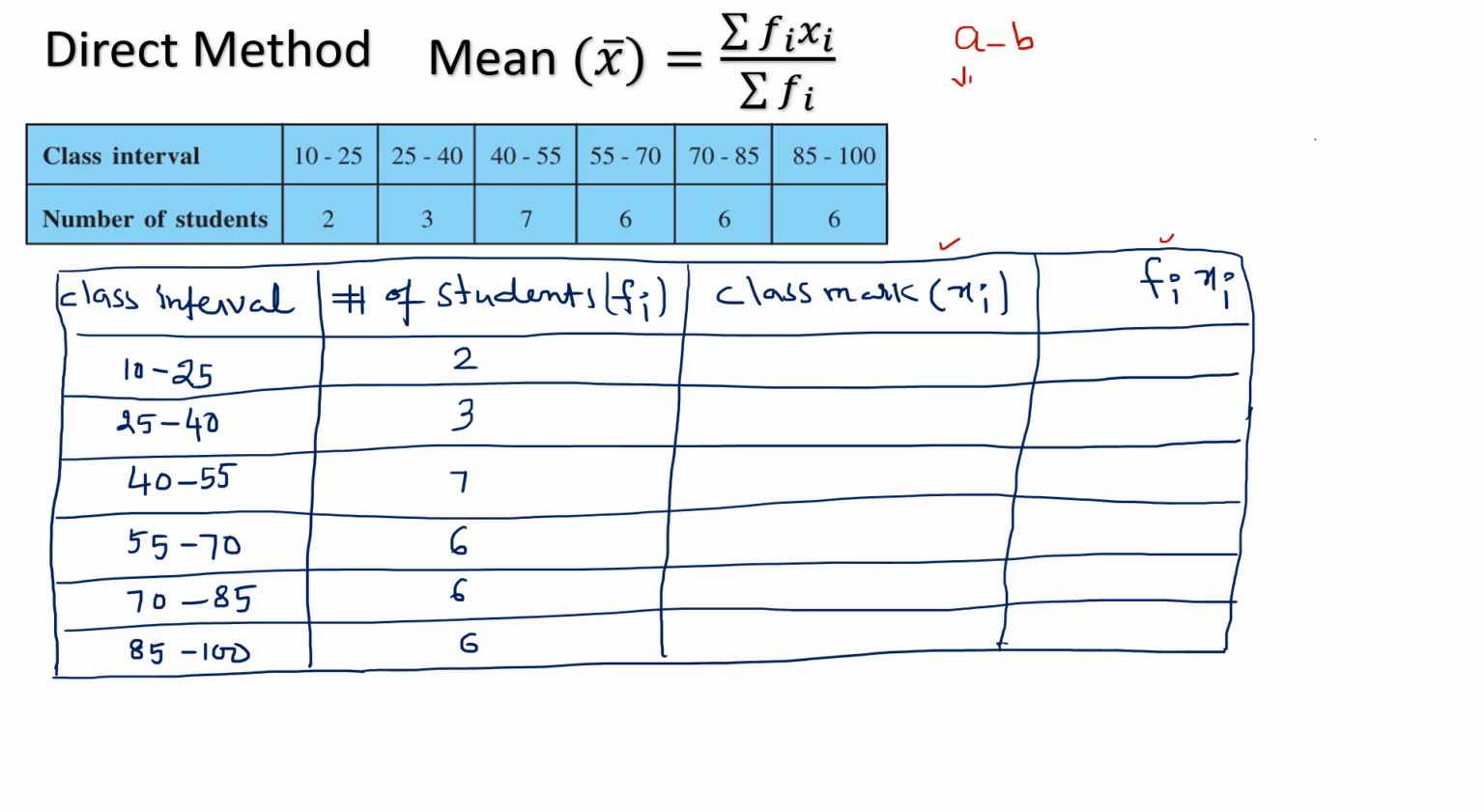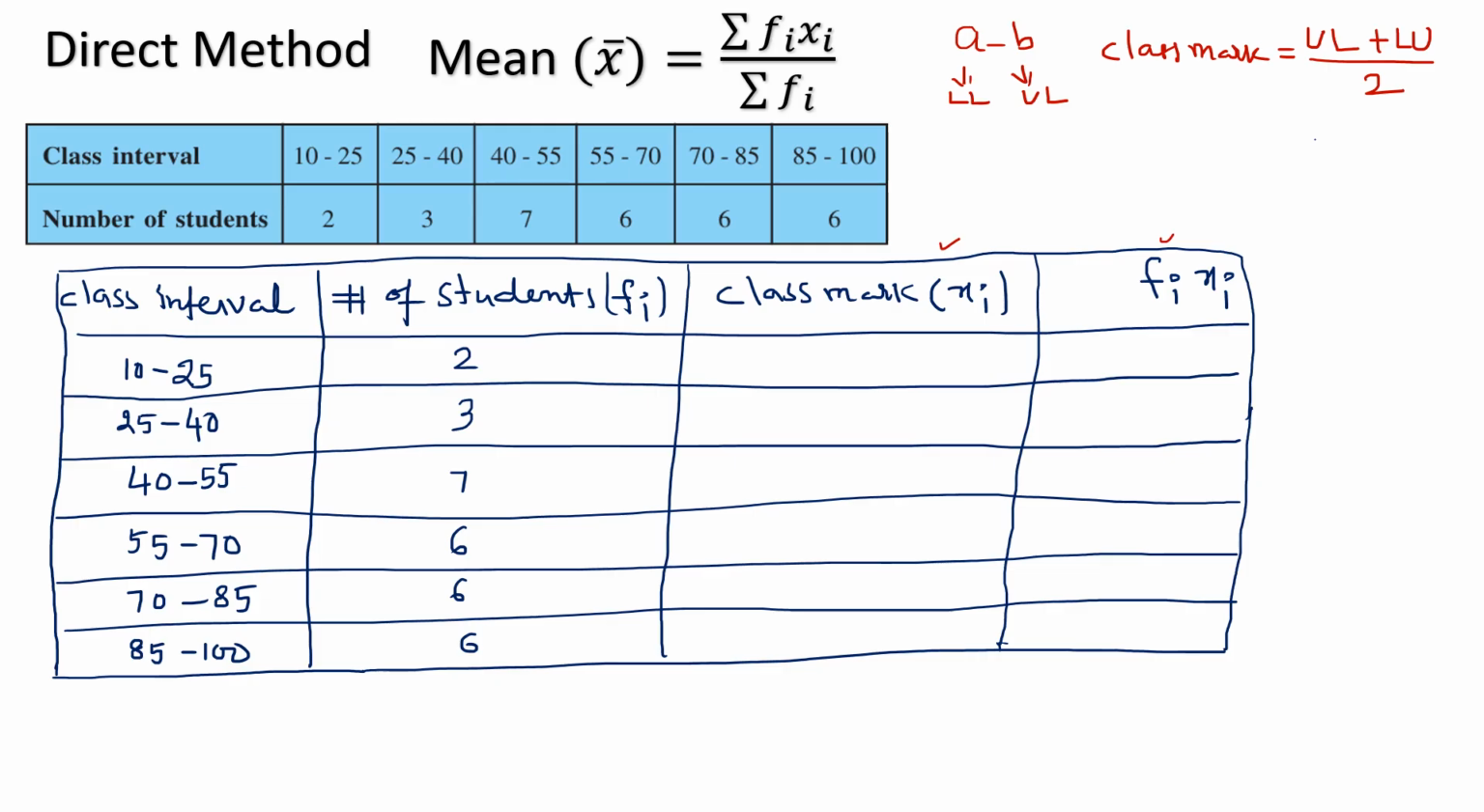So a is the lower limit and b is the upper limit, right? So how will we find the class mark? If you remember, class mark is nothing but you just take the sum of the lower limit and upper limit, and then divide by 2, right?